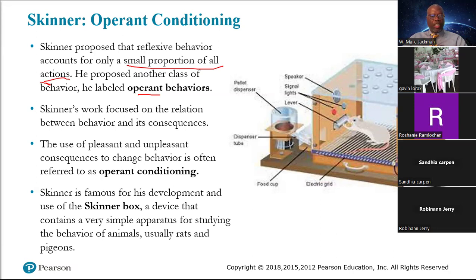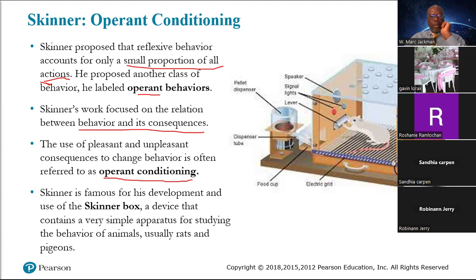So his work focused on the relationship between behavior and its consequences. This is where he says the use of pleasant or unpleasant consequences to change behavior is referred to as operant conditioning. So it is based on the consequences that follow the behavior, whereas in classical conditioning, whatever stimulated the response came first. In operant conditioning, we are looking at the expectation of pleasant or unpleasant consequences that determine the behaviors that you choose. So the consequences that follow behavior determine whether you choose to do the behavior or not. You'll see a little better what I mean shortly.